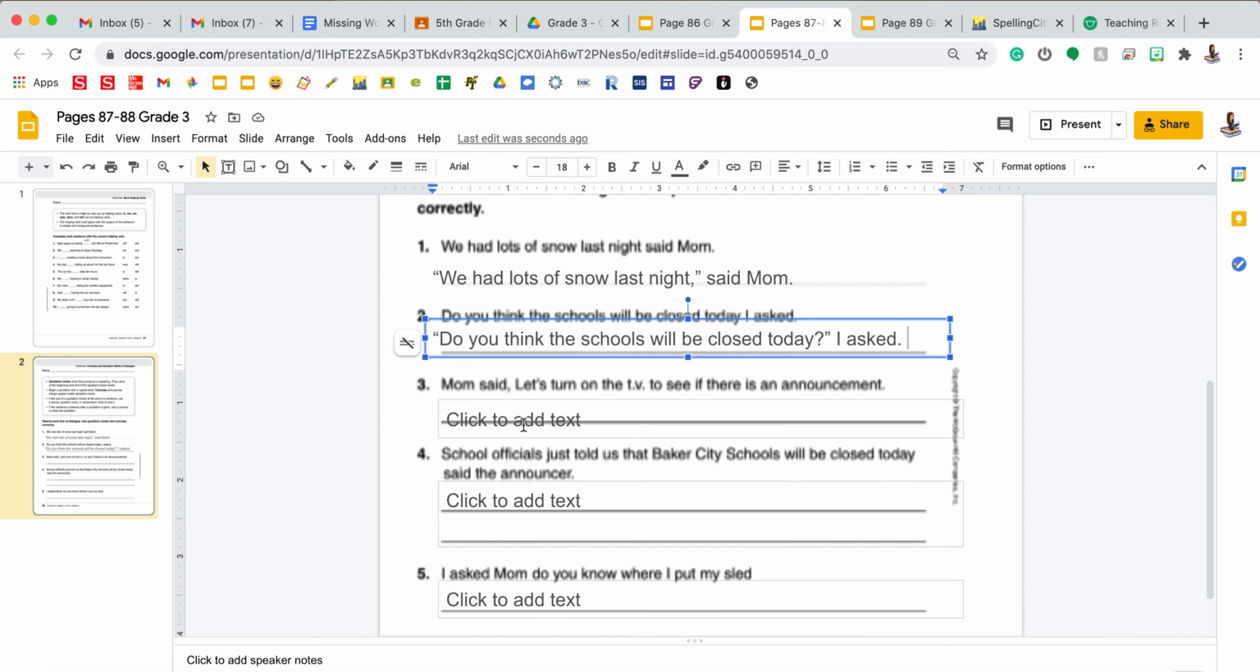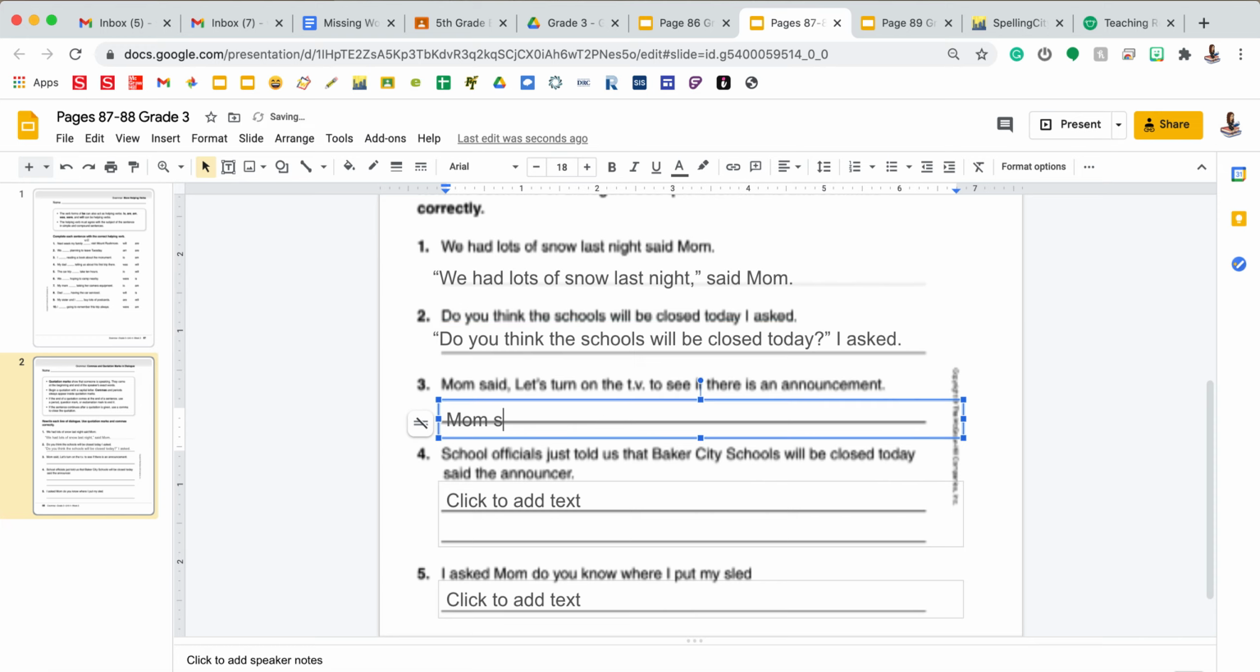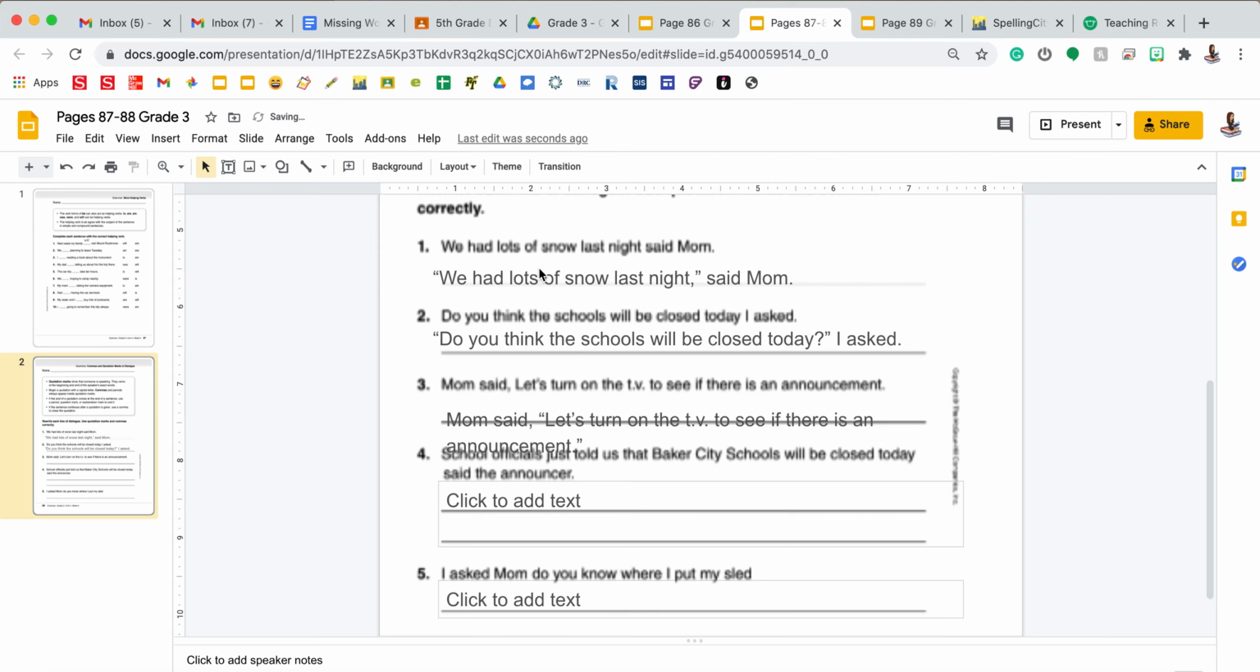And one more. Mom said, let's turn on the TV to see if there is an announcement. I know I need to start my quotations with a capital, so I'm going to leave that L capitalized. And I can end the sentence, if it's the absolute end of the sentence, with a period and include it in the dialogue. You will finish this page with the same directions.